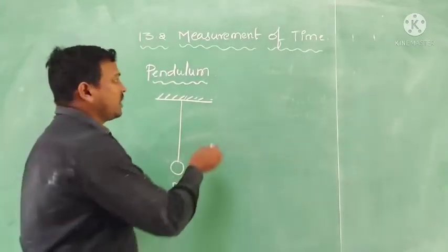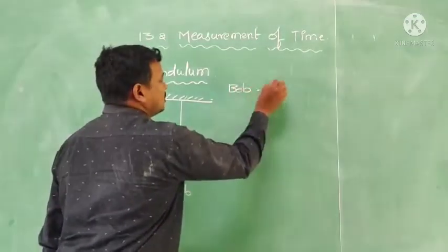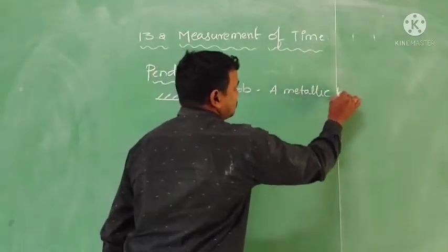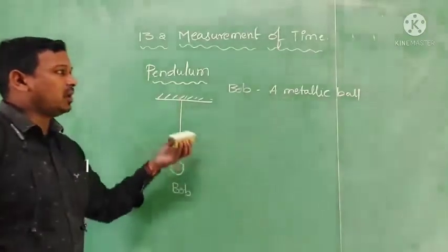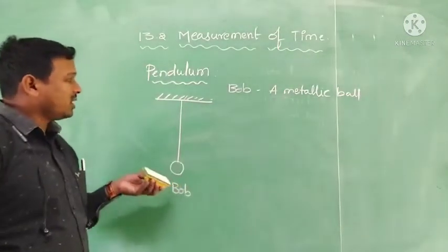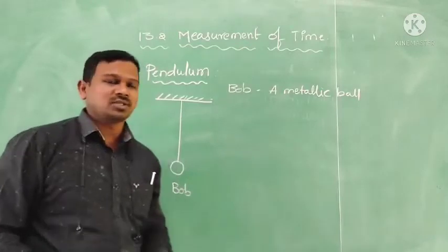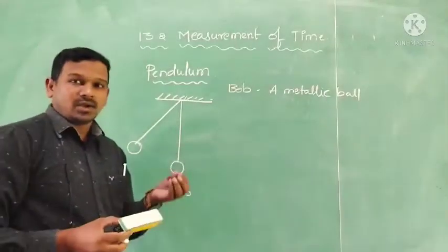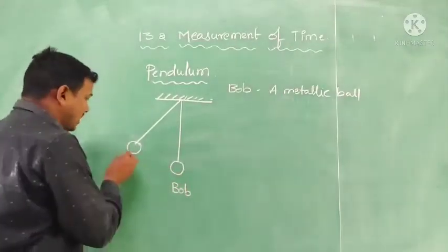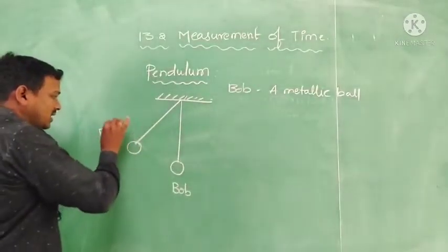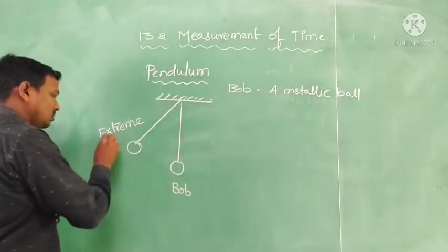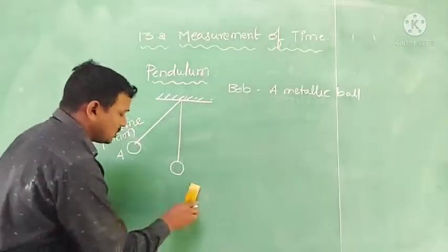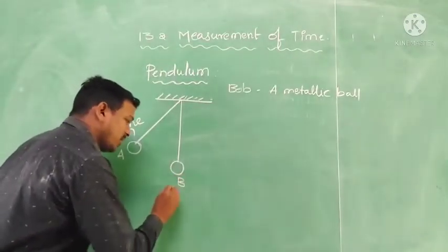First of all, we need to write what is meant by bob: a metallic ball. A metallic ball is attached to a string. Here in the pendulum we have 3 positions. When a pendulum or bob is pulled by ourselves to a side, this position we call an extreme position. For example, take this as A. Now the position at B I am taking as the mean position.